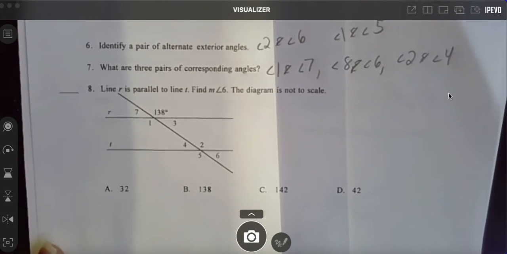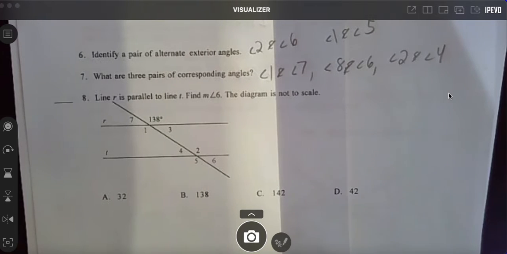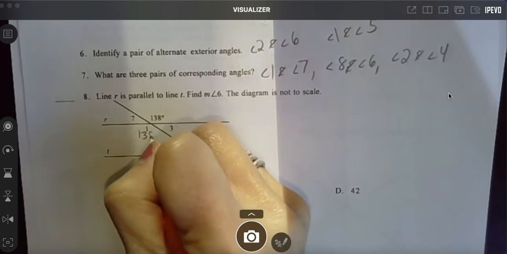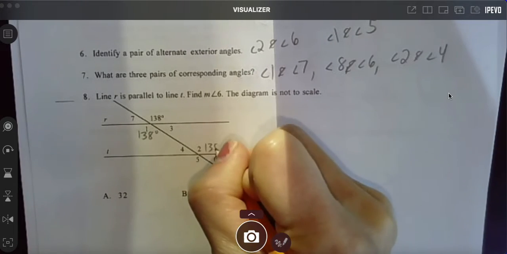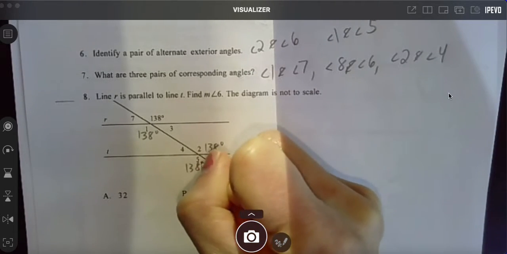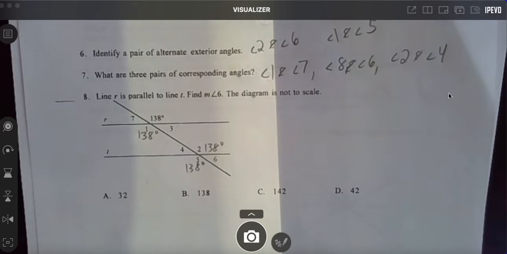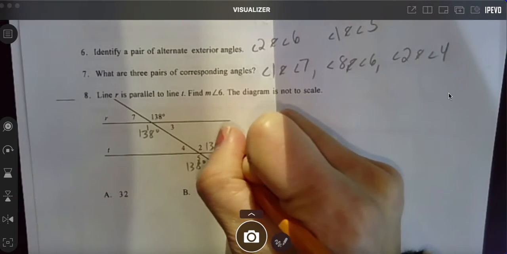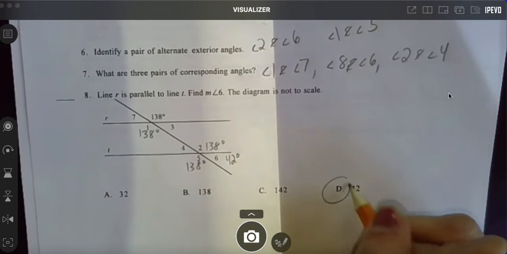All right. Line R is parallel to line T. Find the measure of angle 6. Well, I will tell you that this one's 138, this one's 138, this one's 138. They do that little zigzag. Is angle 6 138? No. So it must add to 180, right? What is 180 minus 138? 42. So angle 6 is 42. D.